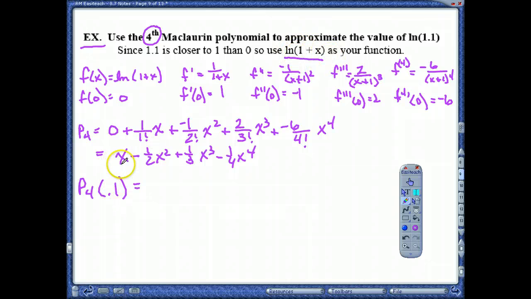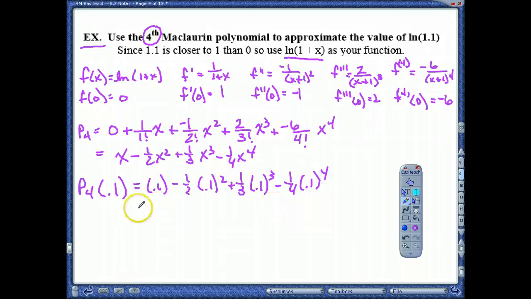So if I put 0.1 into this function, I'm literally taking 0.1 minus 1/2 times 0.1 squared plus 1/3 times 0.1 to the third minus 1/4 times 0.1 to the fourth. This approximation is going to be 0.095383.